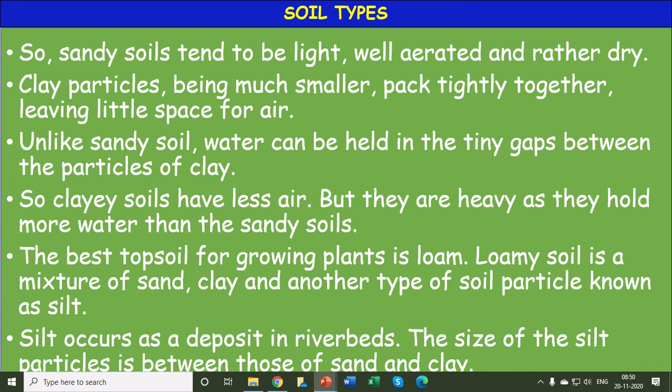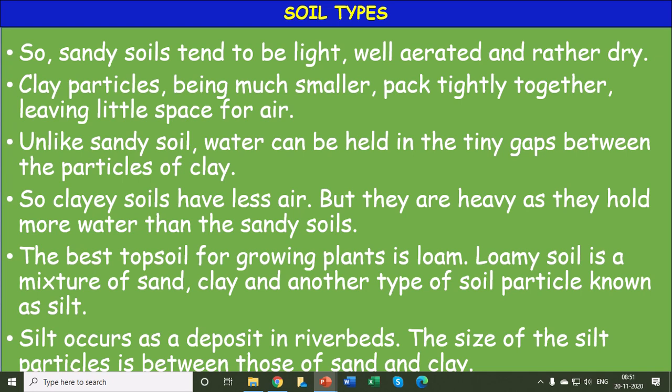So clayey soils have little air, but they are heavy because they hold more water than sandy soils. The best topsoil for growing plants is loam. Loamy soil is a mixture of sand, clay and silt. Where do you find silt? Silt occurs as a deposit in riverbeds. The size of the silt particles is between those of sand and clay.